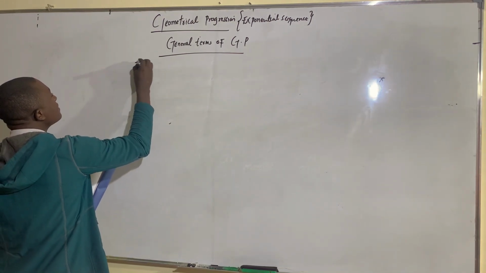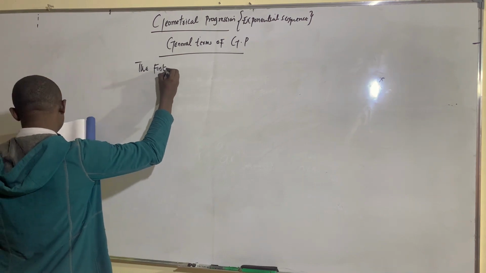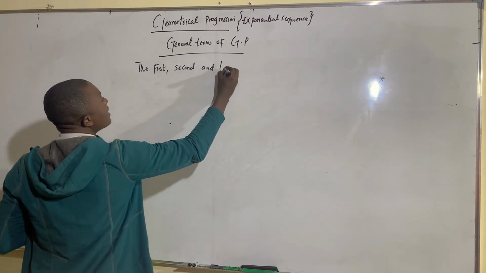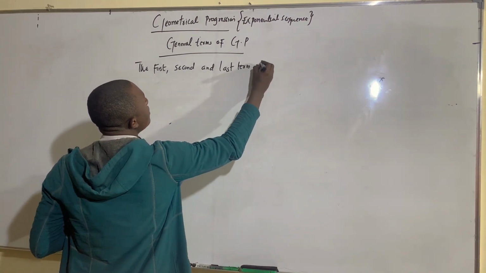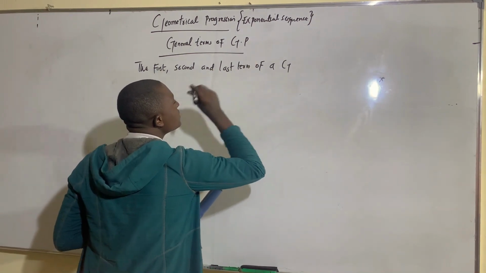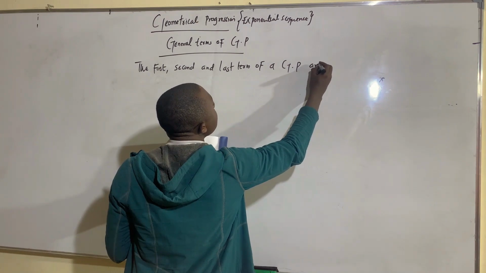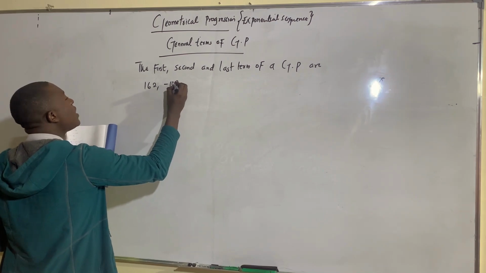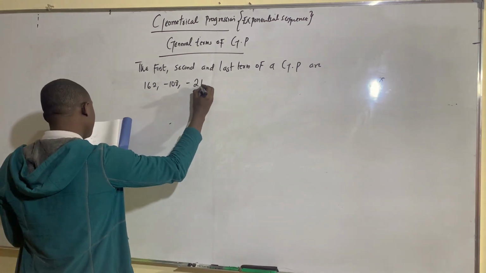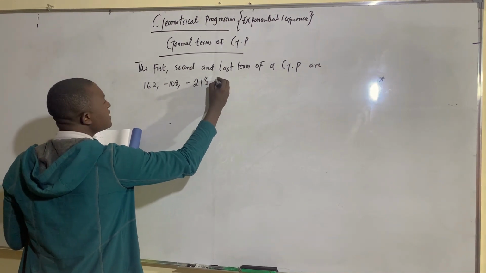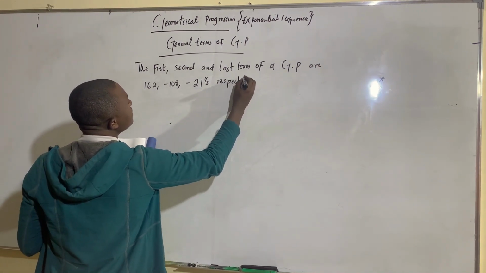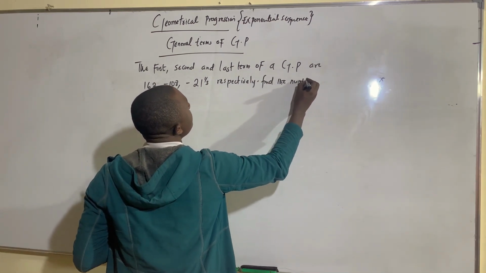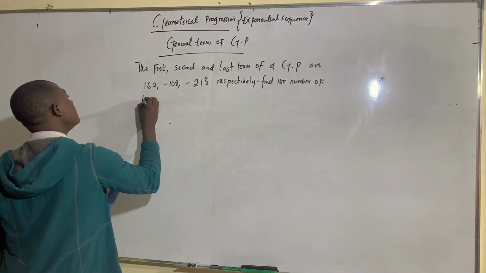They said that the first, second, and last term of a geometrical progression, an exponential sequence, are 162, minus 108, and minus 21 and 1 over 3 respectively. Find the number of terms.